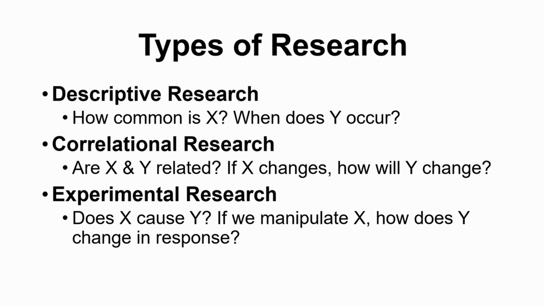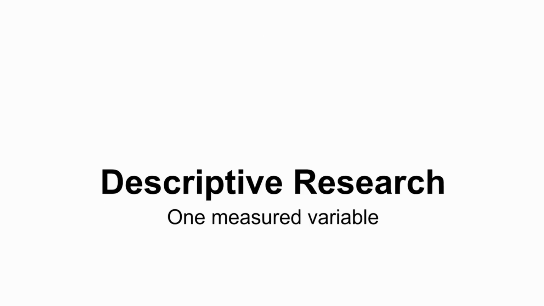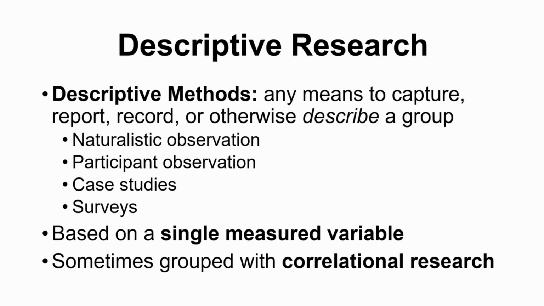And in those cases, we're understanding that relationship between those 2 variables, and we can use correlations to predict future outcomes. And then experimental research, that's when we start manipulating some of our variables to determine causality. If we manipulate X, how does Y change? So we'll start by talking about descriptive research, and this is when we're looking at one measured variable.